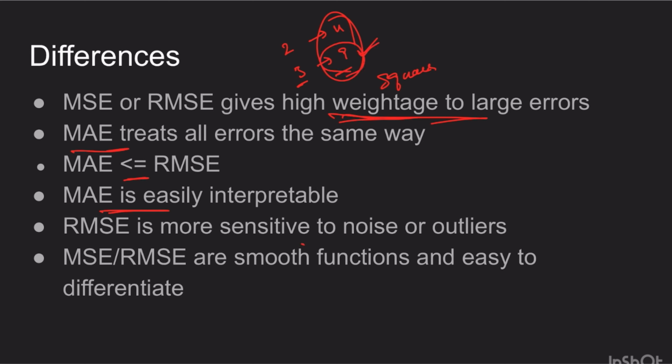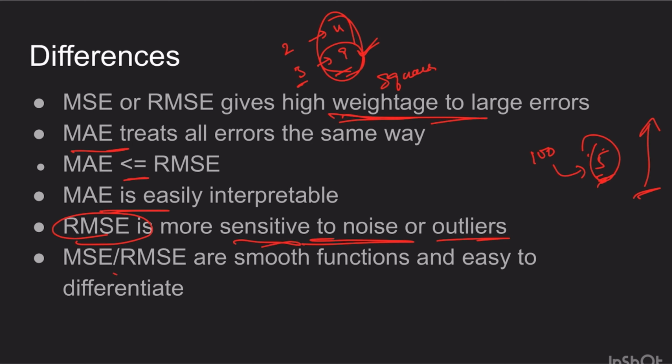These are actually sensitive to noise, or you can say outliers. If my total dataset has 100 samples, out of which only 5 are outliers, because of the square term in RMSE, these particular values will be very high. The weightage for these values will be very high. So the error value for RMSE will be very high compared to MAE. So that is what we are saying here: more sensitive to noise or outliers.